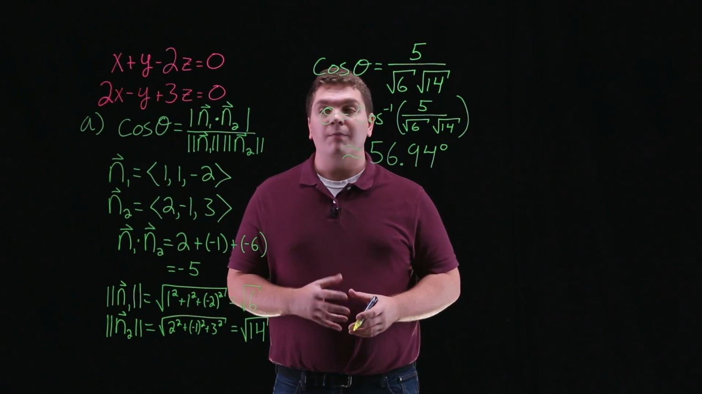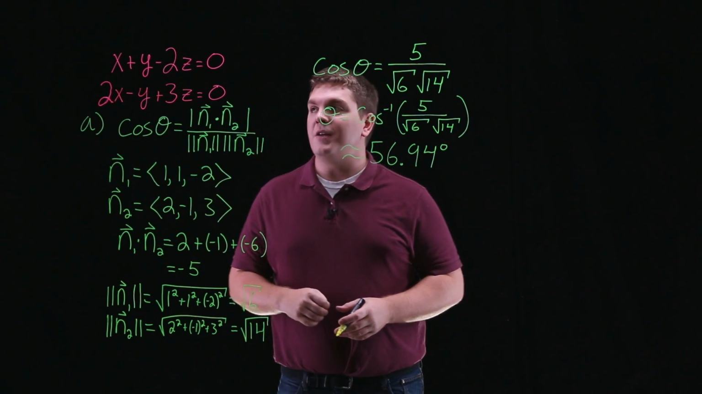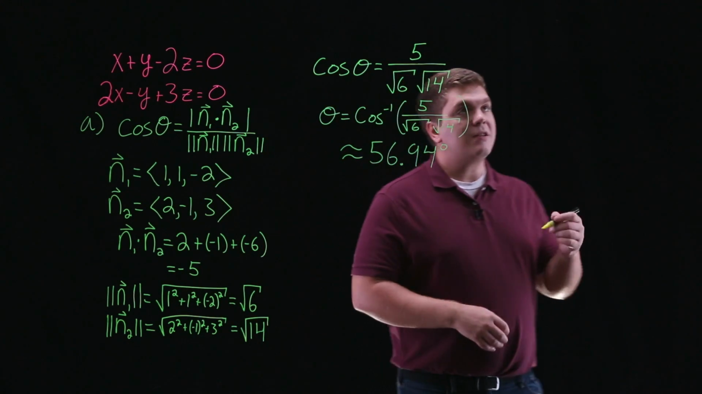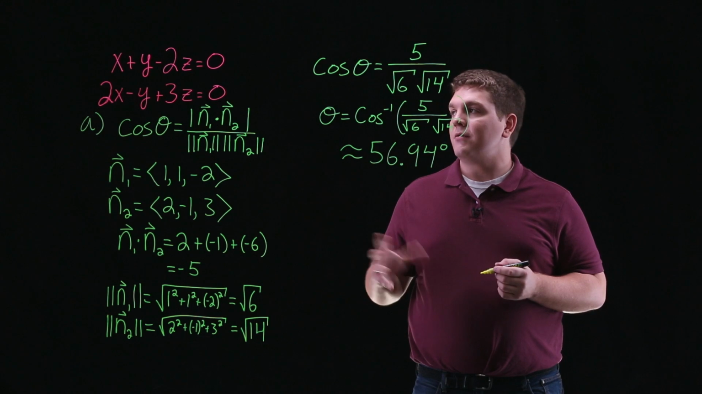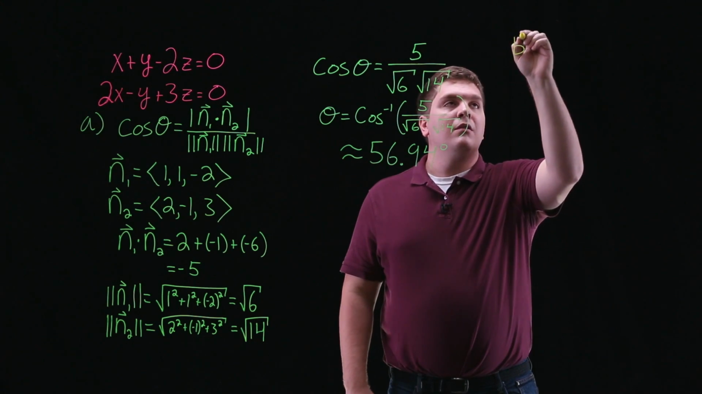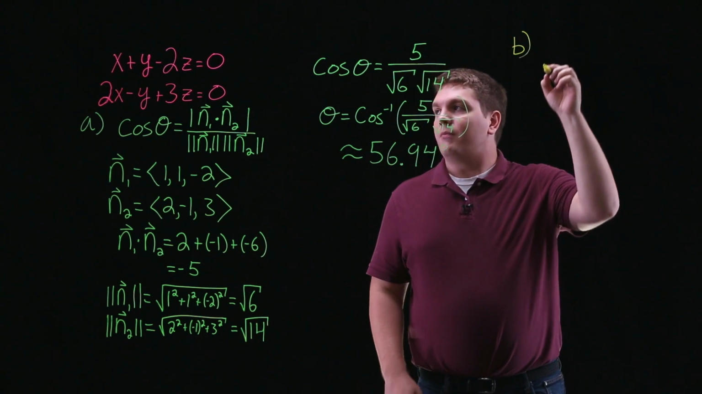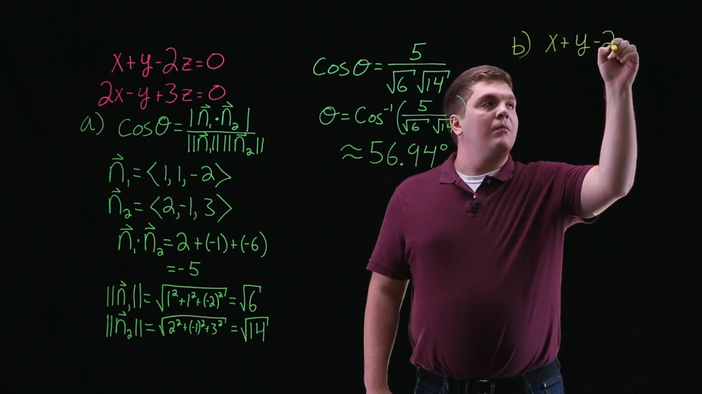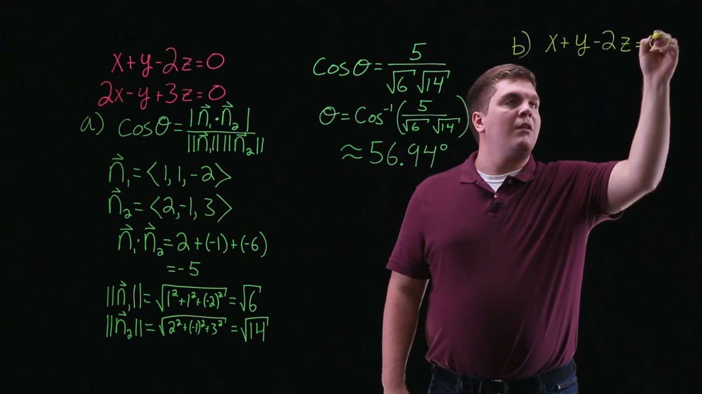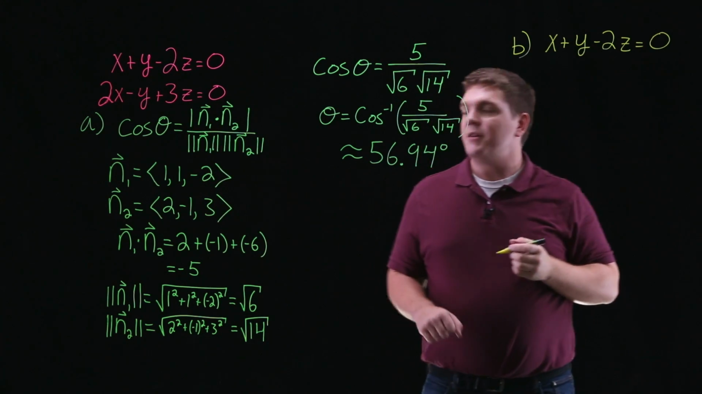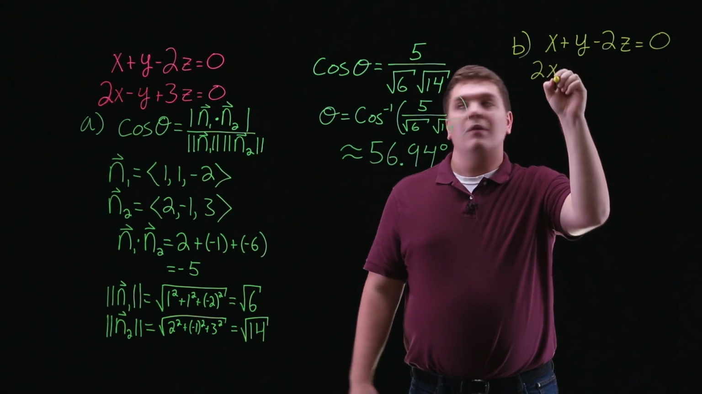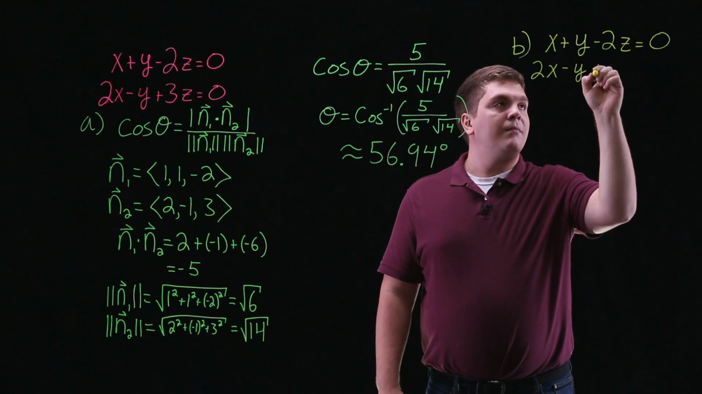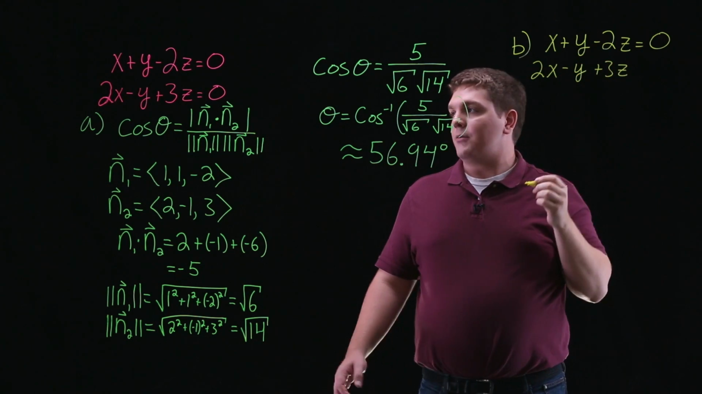Now for the next part of the problem, we're asked to find the parametric equations for the line of intersection of our two planes. So let's write down the two equations for our two planes. This is x plus y minus 2z equals 0. And our second plane is given by 2x minus y plus 3z equals 0.